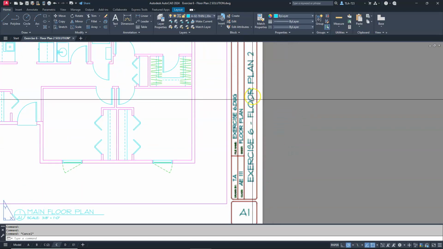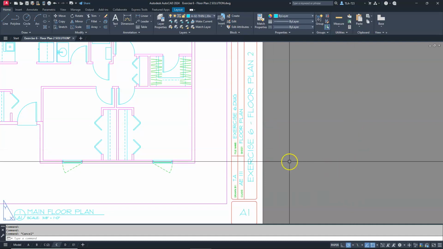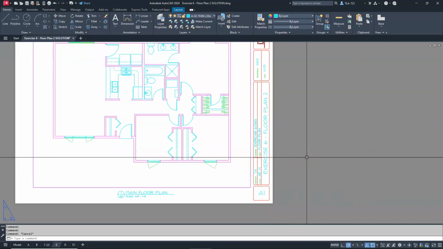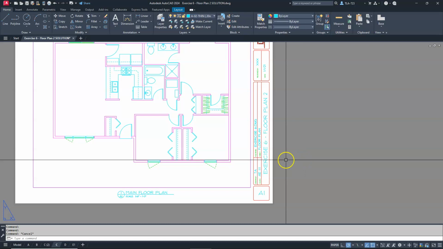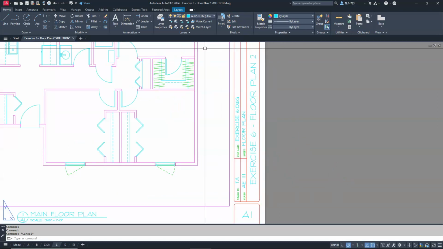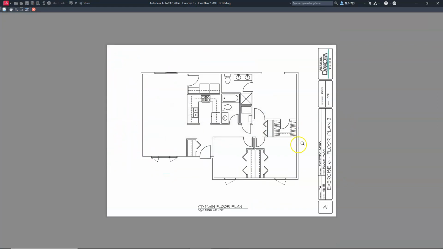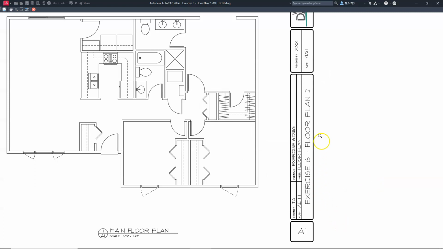This large attribute right here is the assignment name. And you can abbreviate that. If you just wanted to say exercise 6 right there, that would be fine. I don't need it to be the whole thing. In fact, sometimes the whole thing doesn't even fit in the title block depending on the sheet size you're using, right? So it might be necessary to abbreviate that, but that is the assignment name.